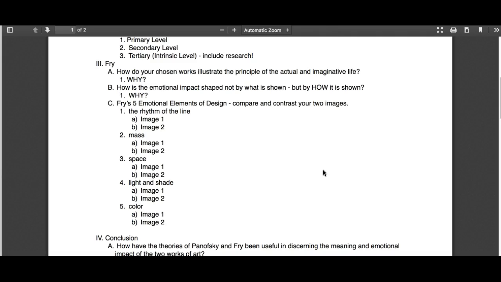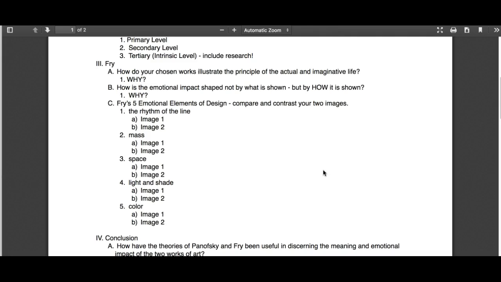How is the emotional impact shaped not by what is shown, but by how it is shown? This is when we're going to start to introduce these emotional elements of design, and that the way a work of art is structured, its content and those formal elements of design, are shaping our understanding of it. So it's not just what is being shown, but how an artist is representing it. And so then we'll go into Fry's 5 emotional elements of design.